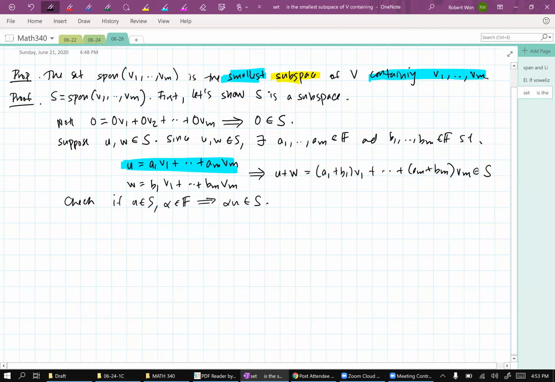Okay, so these three things together, maybe I'll label them like this. By the proposition from last time, if you have 1, 2, and 3, this implies that S is a subspace. So the span is always a subspace.